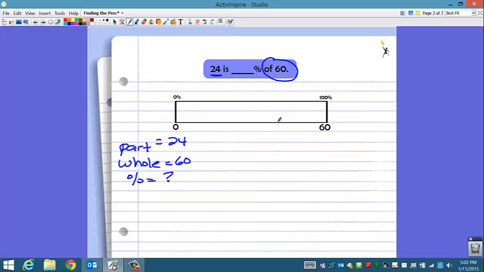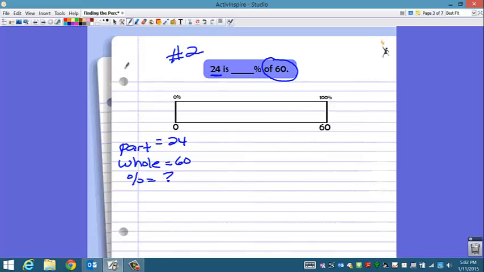Okay, bar model should be labeled. This is step 1. Draw your bar model and label. We have the percents from 0 to 100%. 0% means there's a zero amount, and 100% means the whole, which in this example is 60. And we're ready to move on to step 2. You should be doing this on your notes. This is problem number 2, or bar model number 2, on your notes.